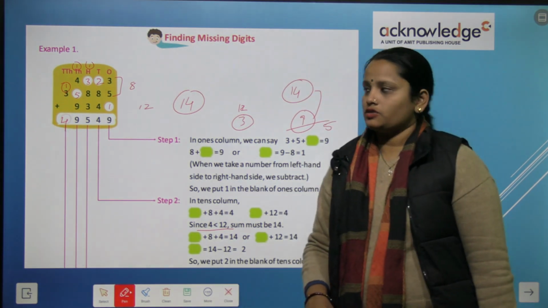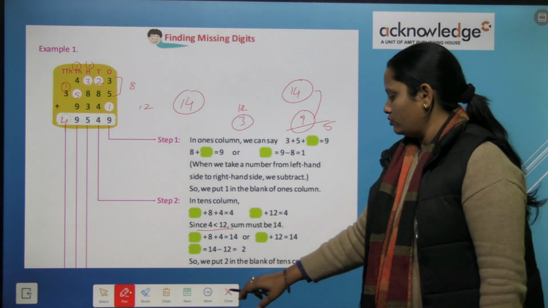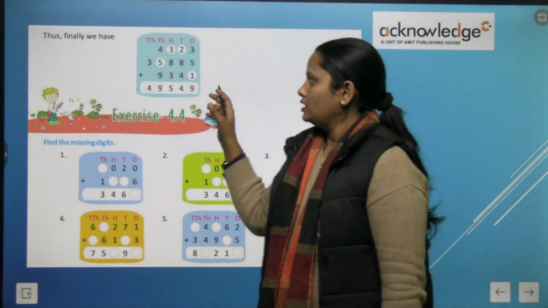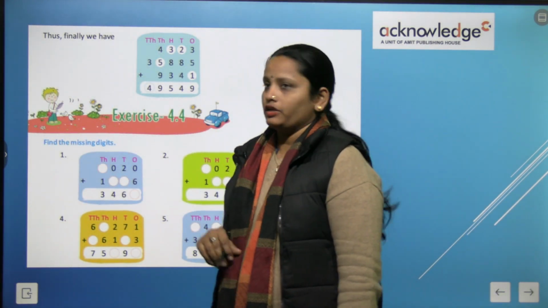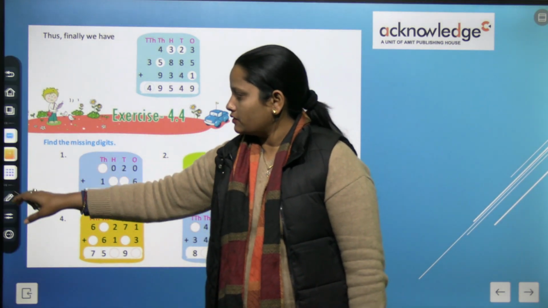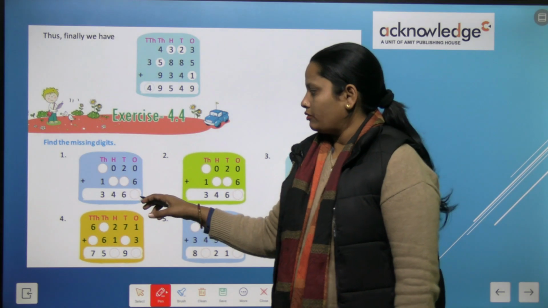So here the answer is 49,549. So children, finally we can see 49,549 is our answer. Now let's do the exercise given here. Here we have to write down the number.